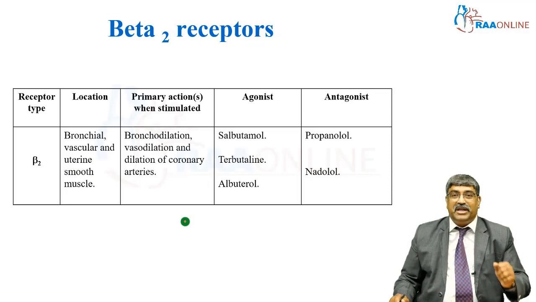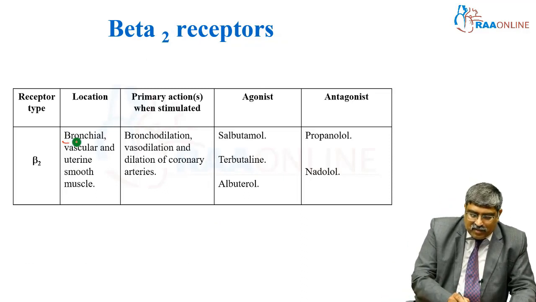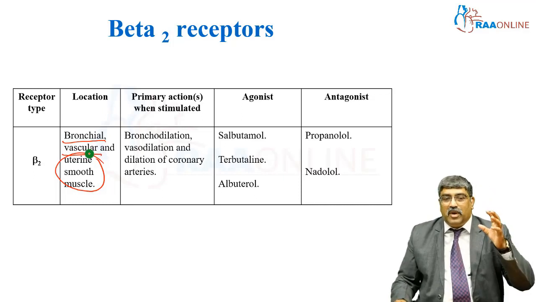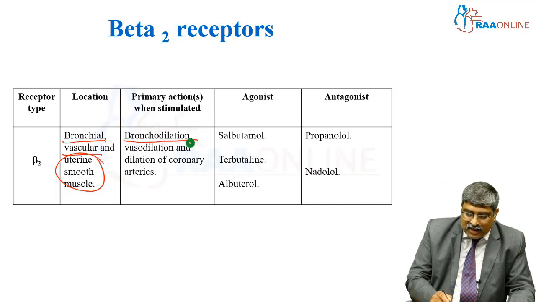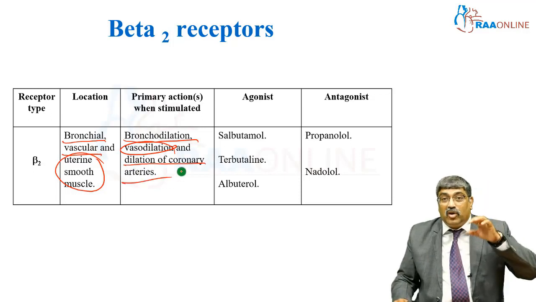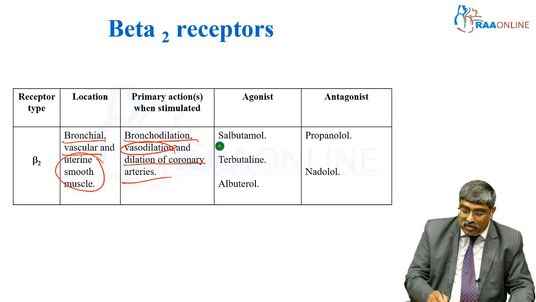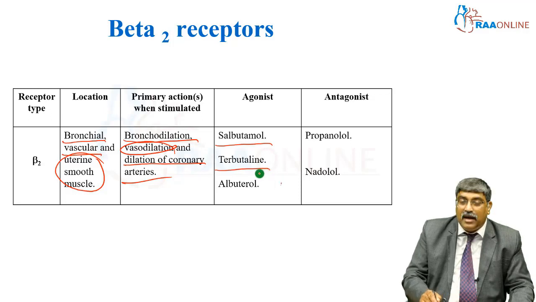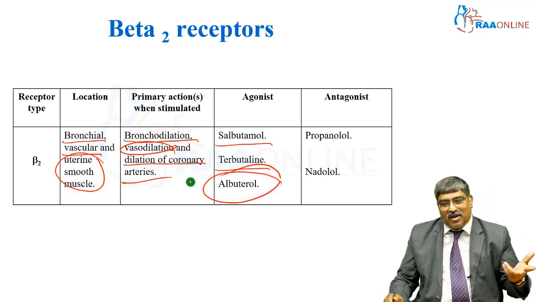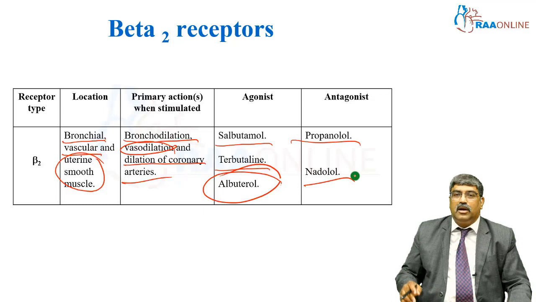Coming to beta 2, it is located in bronchial, vascular and uterine smooth muscle. So, stimulation of beta 2 produces bronchodilation, vasodilatation and more importantly, dilatation of the coronary arteries too. The agonists include salbutamol, terbutaline and albuterol. Antagonists are beta blockers, propranolol and nadolol.